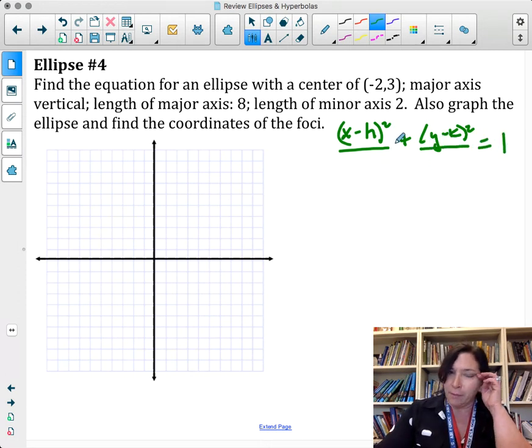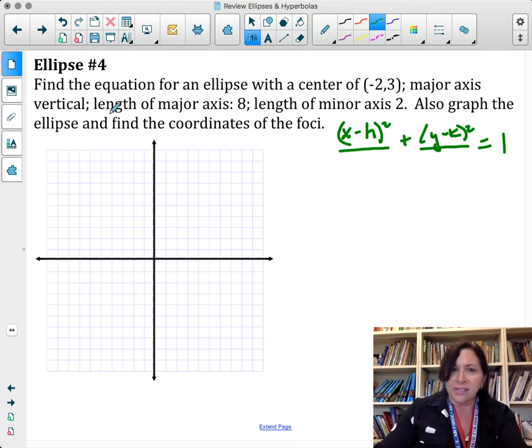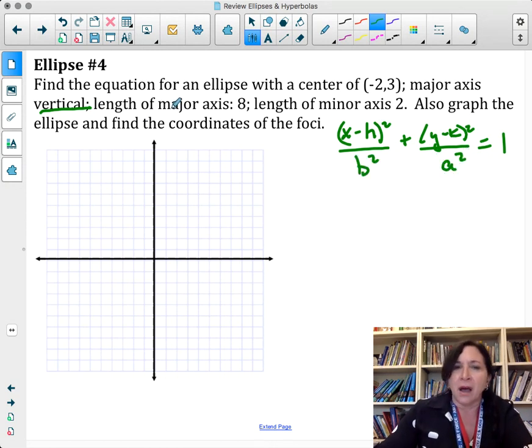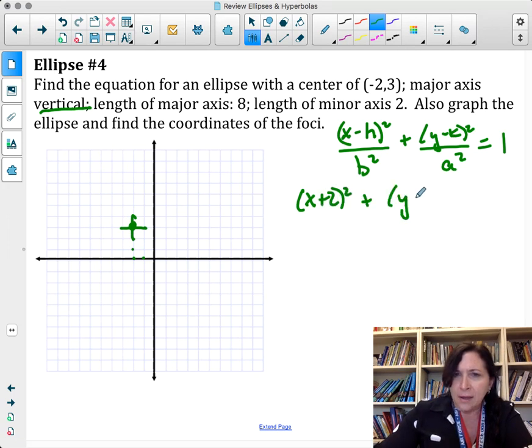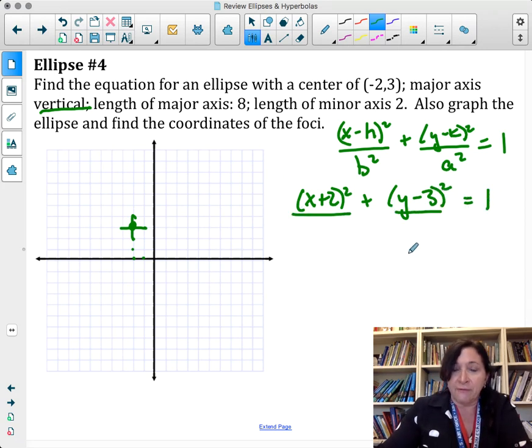And remember, if the major axis is on the x-axis, then underneath x it'll be a. It says the major axis is vertical, which means this is going to be my a squared and this will be my b squared. It says that the center is at -2, 3. 1, 2, 3. So there's my center. So far, I actually know that I have (x + 2) squared plus (y - 3) squared equal to 1. And so these are going to have values underneath.